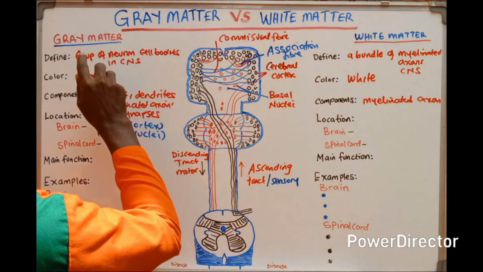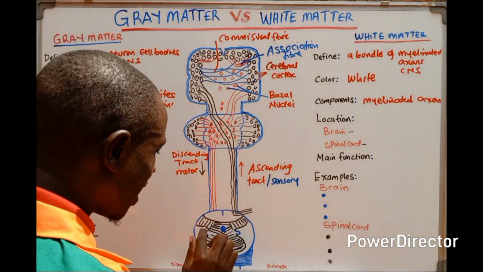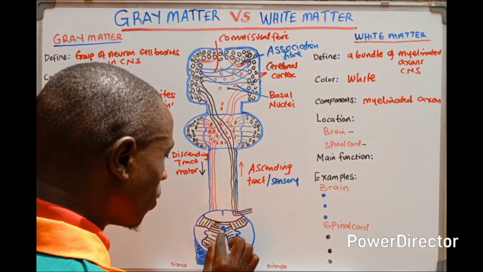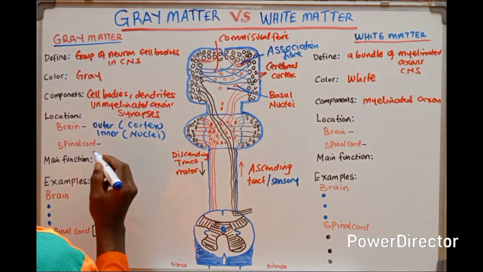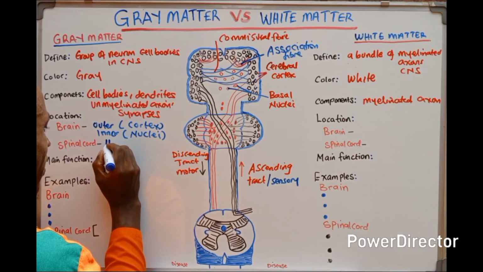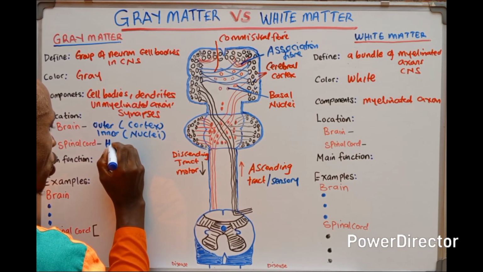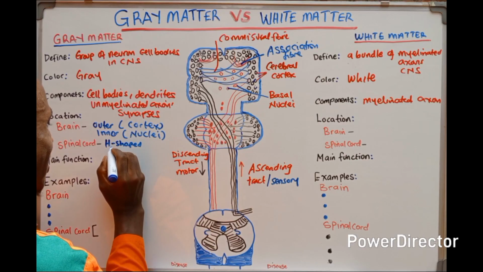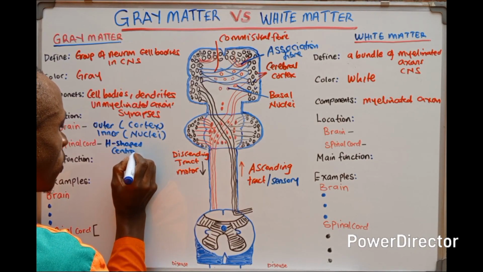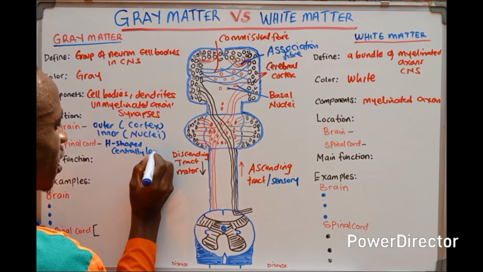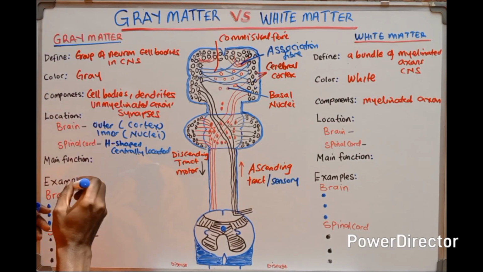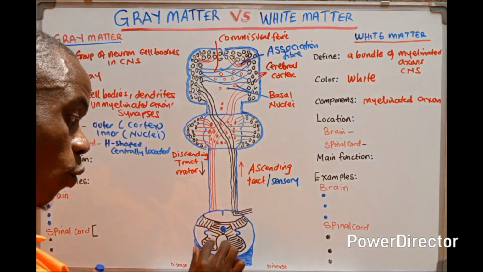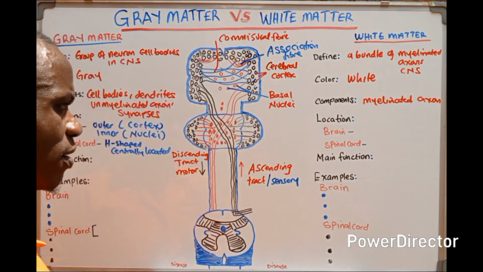Again, the gray matter within the spinal cord is found in an arrangement which we call the H shape. It's going to be found in this H-shaped structure, which is centrally located, meaning that the gray matter within the spinal cord is in the center, in this H kind of structure.